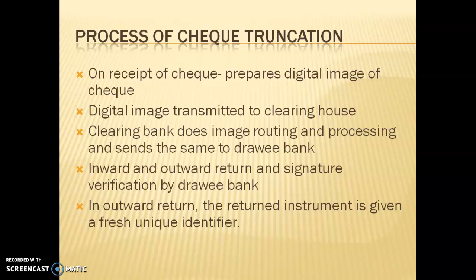All these will be checked by the drawee bank, and the signature verification will also be done, and if everything is proper, then the amount will be transferred. In case of outward returns, the returned instrument is given a fresh unique identifier. This can be used by the customer to represent the check. This is the process of check truncation. That's all for today's topic.